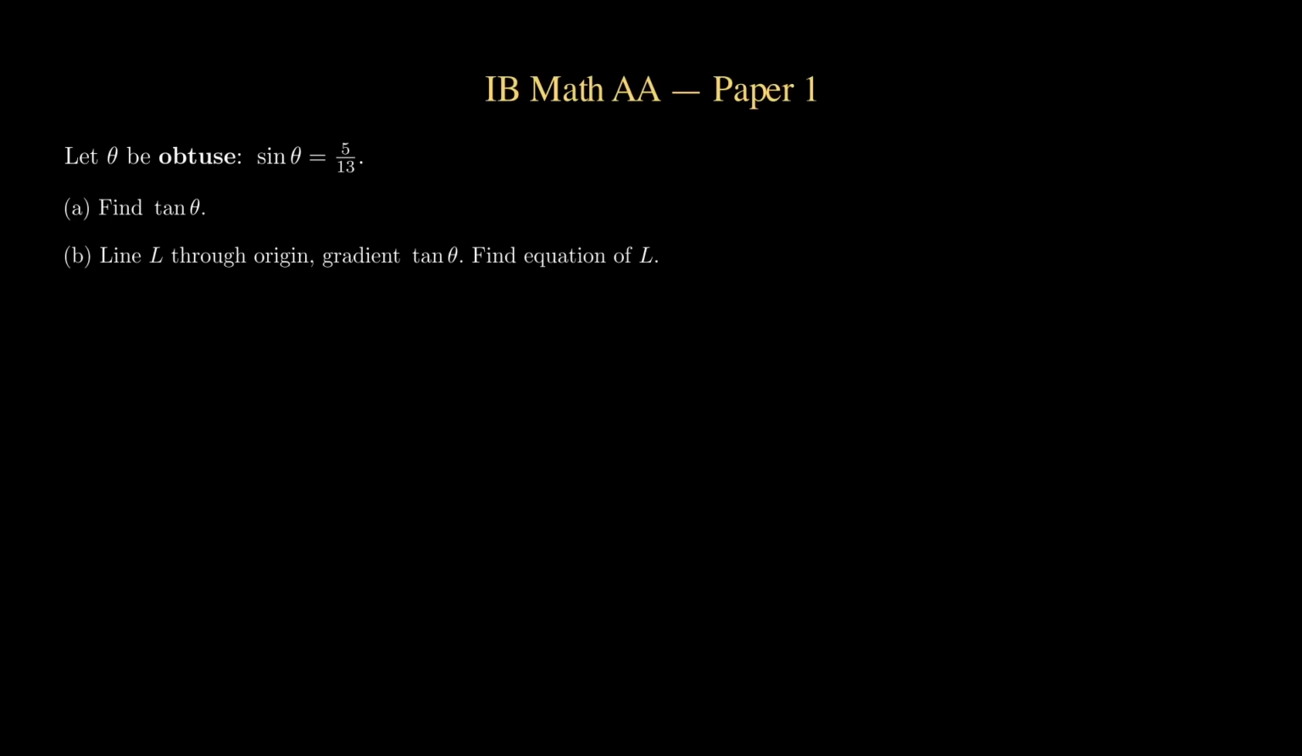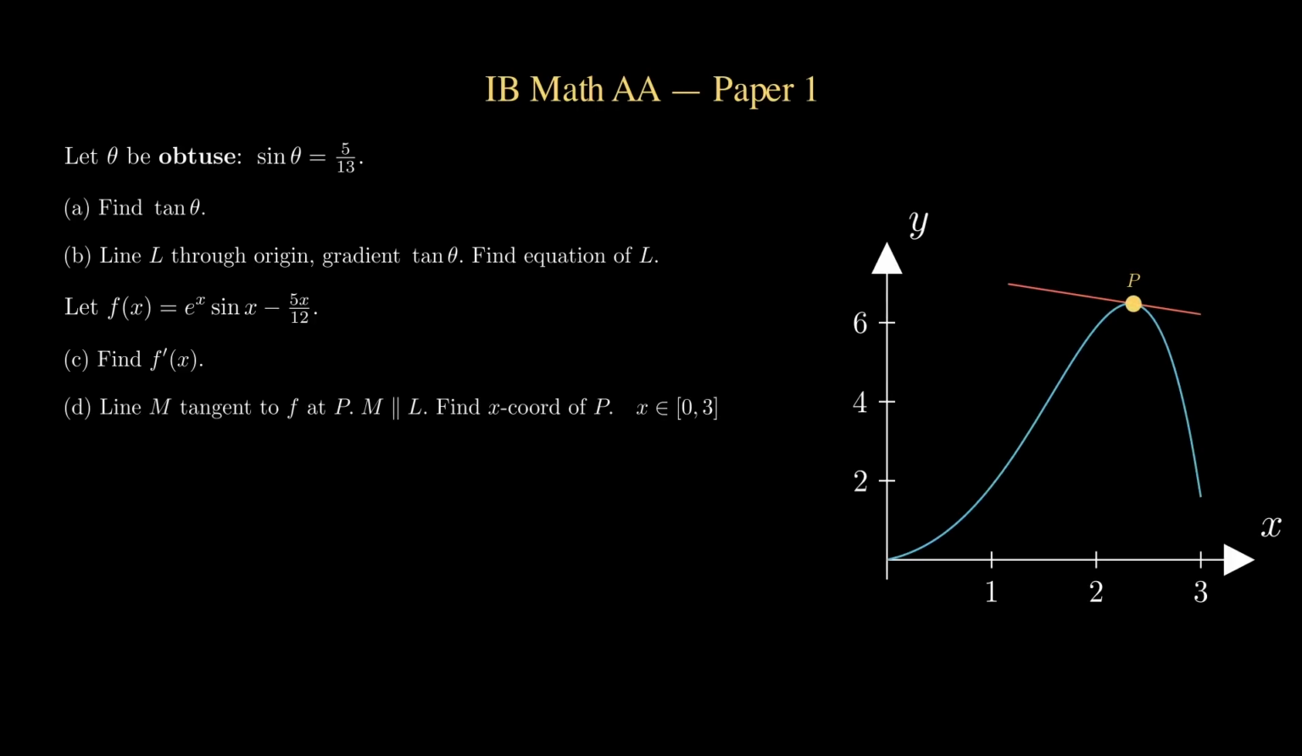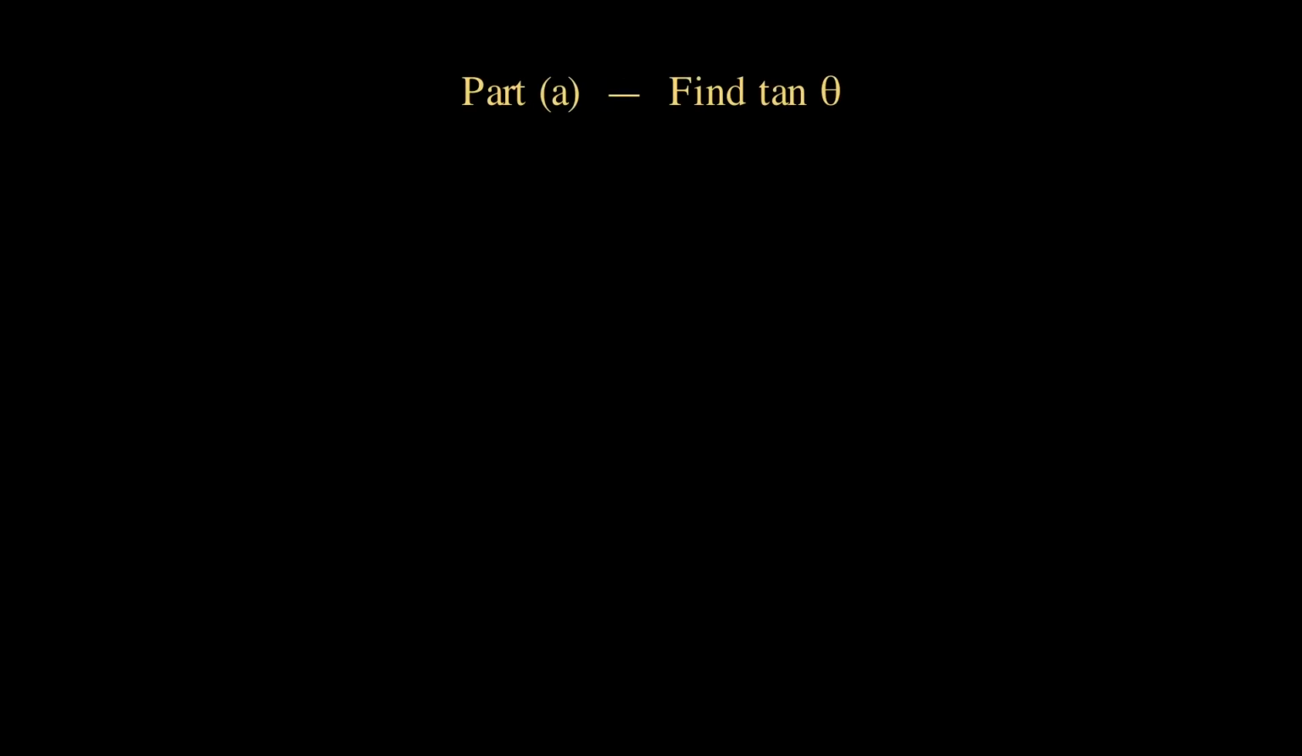Let f of x equal e to the x times sine x minus 5x over 12. Part C, find f prime of x. Part D, line M is a tangent to the graph of f at point P. Given M is parallel to L, find the x-coordinate of P, in the interval 0 to 3.